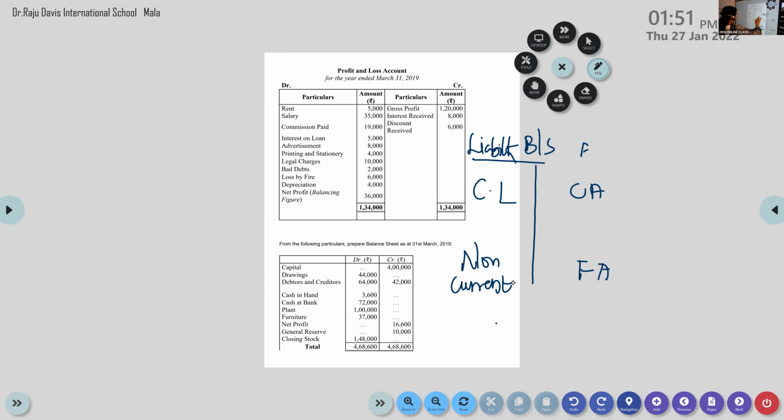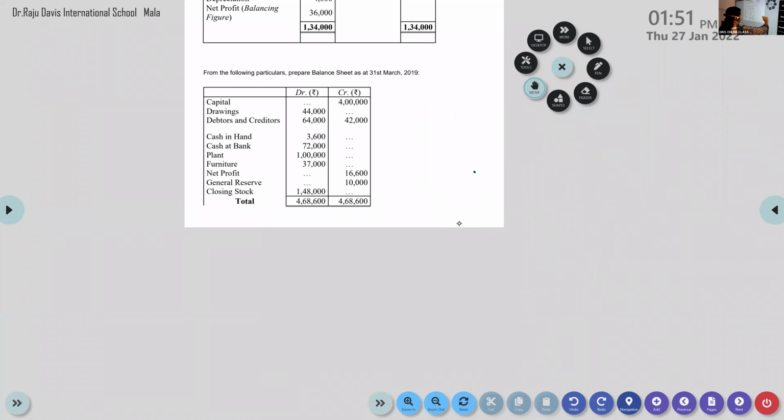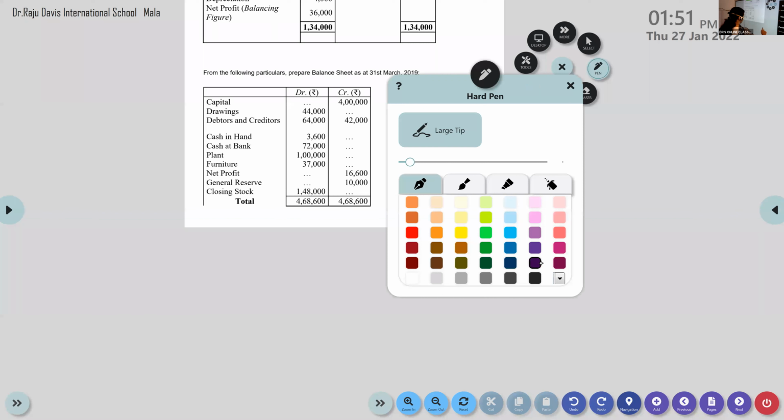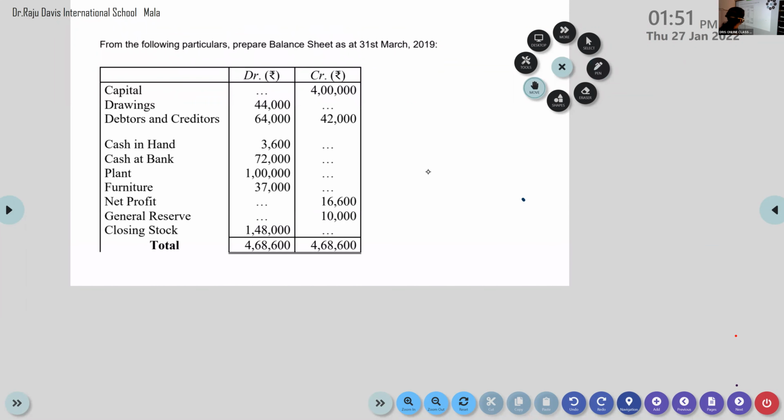Okay. So now let us do this problem. You just have to prepare balance sheet, nothing else. Okay, those who joined late, we were discussing the order of preparing balance sheet. Very important. Order of permanence, order of liquidity. Yes, you can start doing the problem. You just have to prepare balance sheet only. From the following particulars, prepare balance sheet as at 31st March 2019. Keep the videos on and please do it.